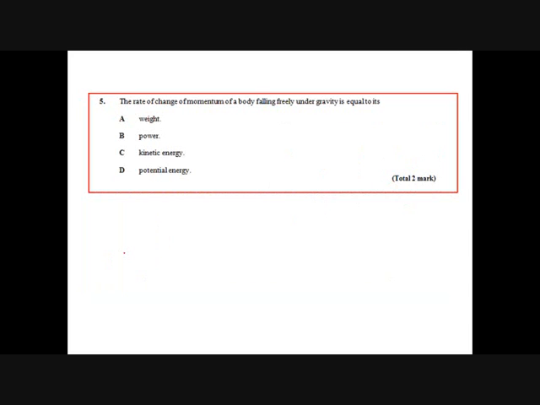And then finally, the rate of change of momentum of a body falling freely under gravity is equal to its... Okay, so this is the rate of change of momentum. Remember the equation for this, right? Force times time is change in momentum. So the rate of change of momentum is F equals delta mv over delta t. So this is the rate of change of momentum, so that's just the force. Well, the force on it is its weight.